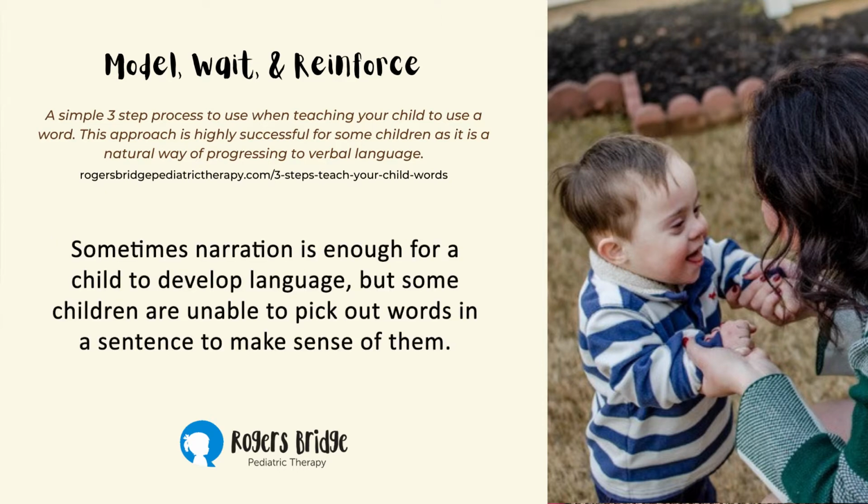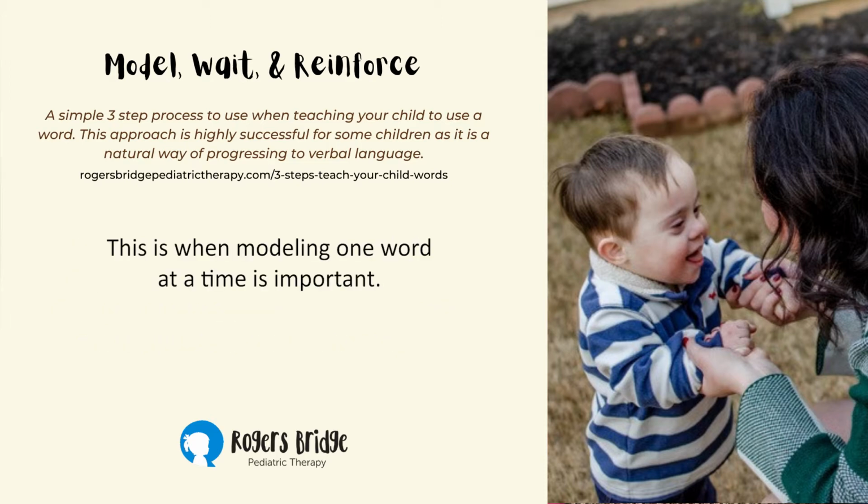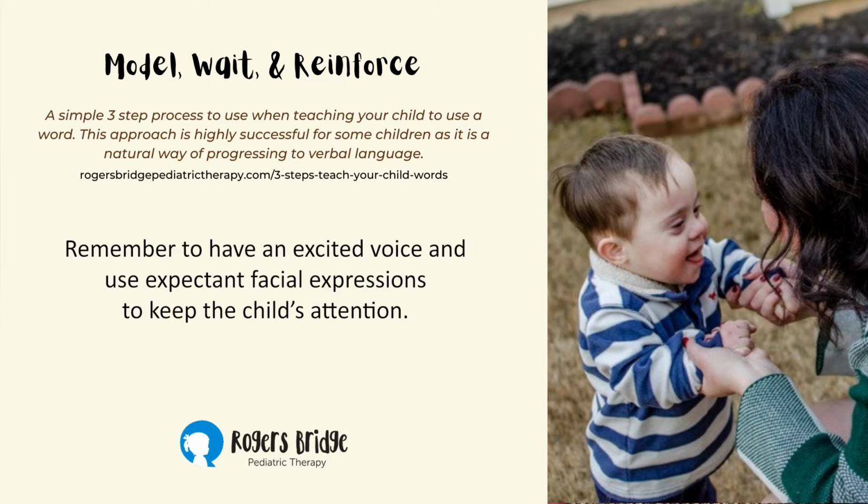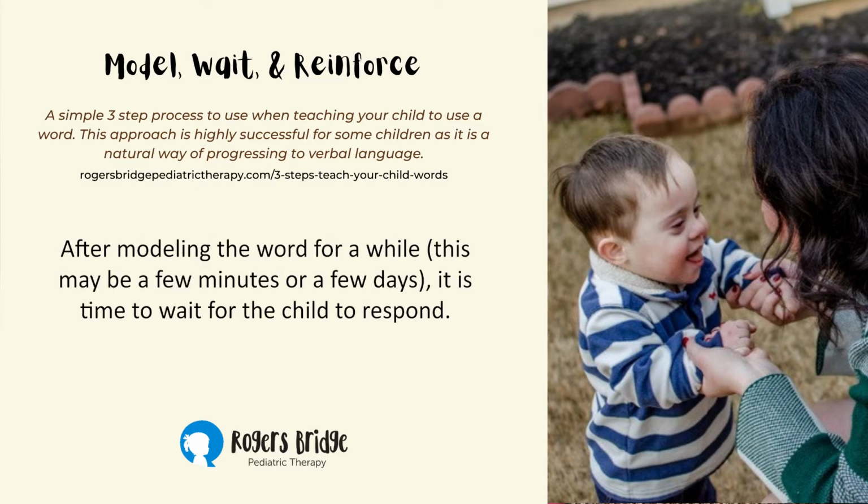Sometimes narration is enough for a child to develop language, but some children are unable to pick out words in a sentence to make sense of them. This is when modeling 1 word at a time is important. Speech therapists use favorite activities to motivate and keep the child engaged. If you want the child to say ball, give them the ball each time you model the word. Remember to have an excited voice and use expectant facial expressions to keep the child's attention. After modeling the word for a while, this may be for a few minutes or for a few days, it is time to wait for the child to respond.